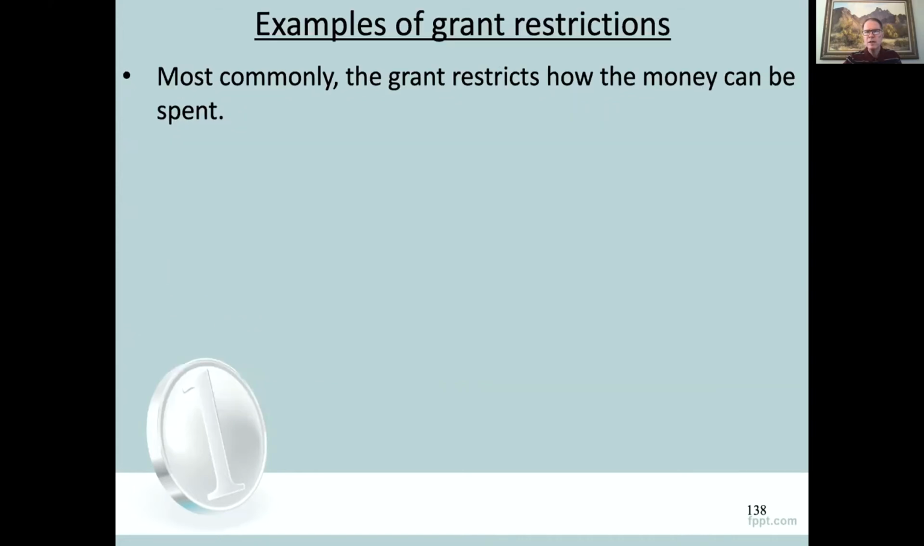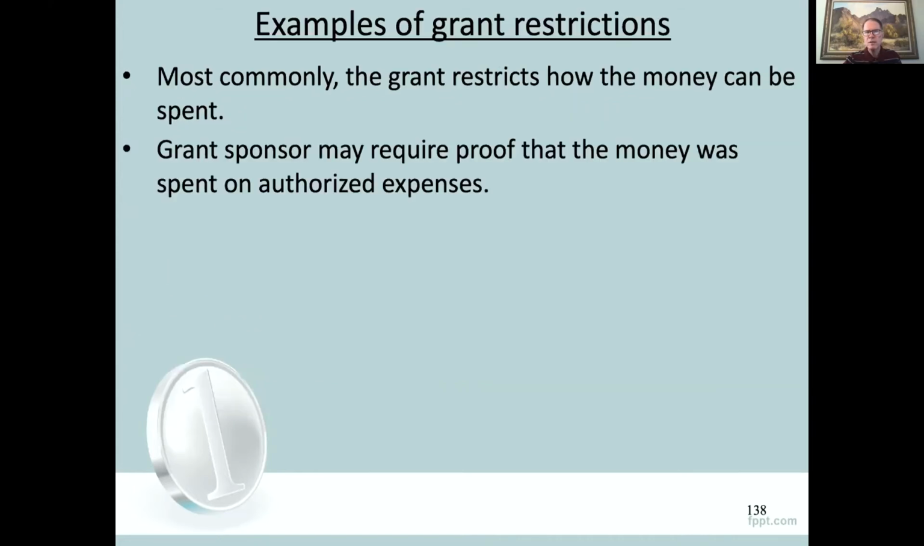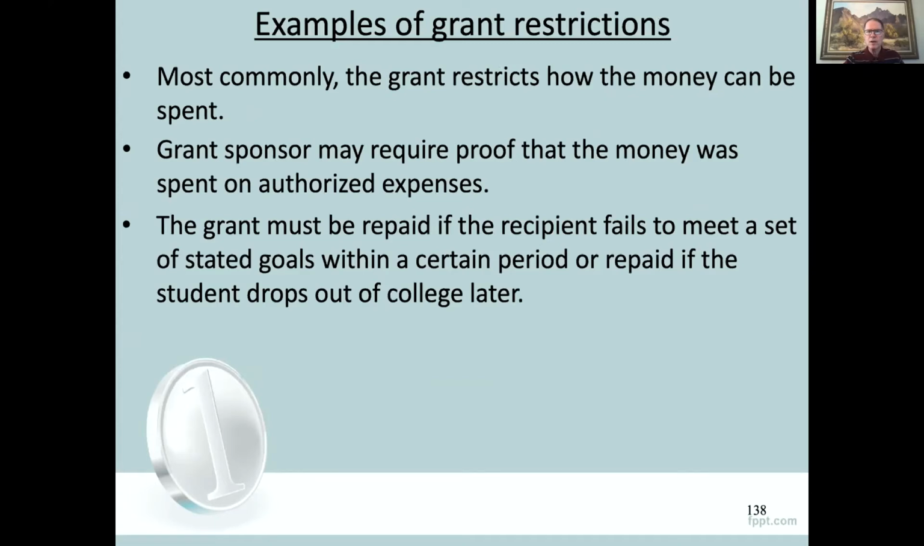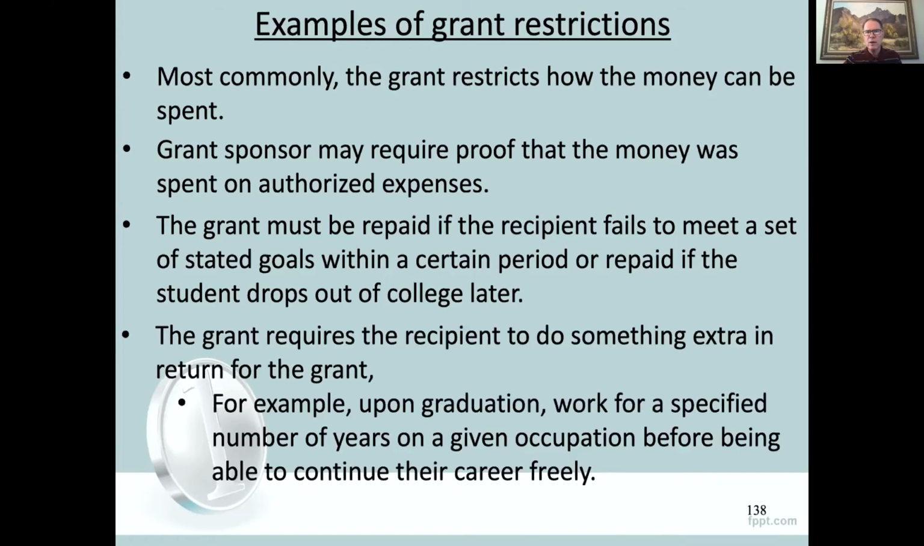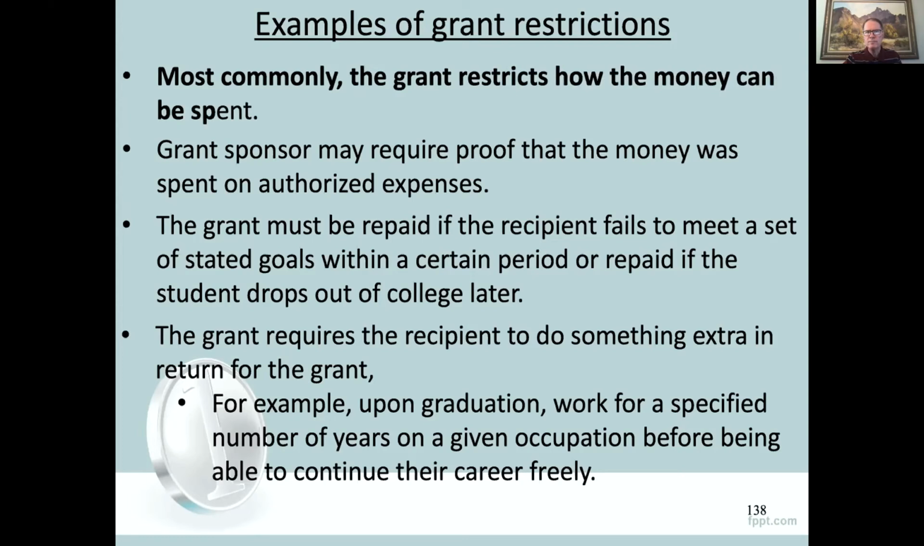Now, most commonly, a grant restricts how the money is going to be spent. And the grant sponsor could require proof that the money was spent on authorized expenses. And the grant must be repaid if the recipient fails to meet a set of stated goals within a certain period, or maybe it's repaid if the student drops out of college later. The grant requires the recipient to do something extra in return for the grant, like, for example, work for a specified number of years in a given occupation before being able to continue their career freely. This is a restricted grant.